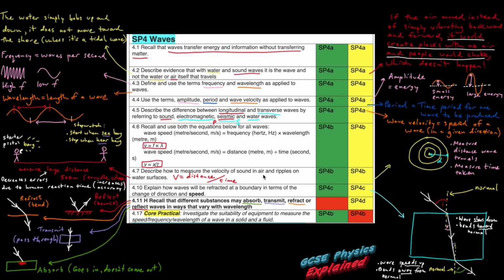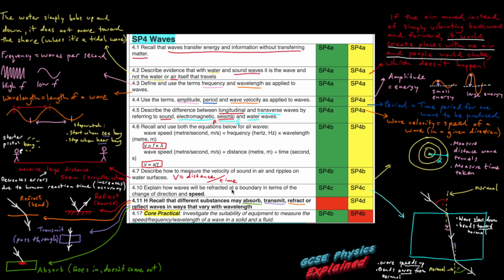If you're going to get the velocity of ripples on a water surface, you drop a pebble or use a ripple tank and it'll send waves out into the water. You'd have to measure the distance that the wave travels and measure the time that it took for the wave to travel, and then just do distance divided by time.